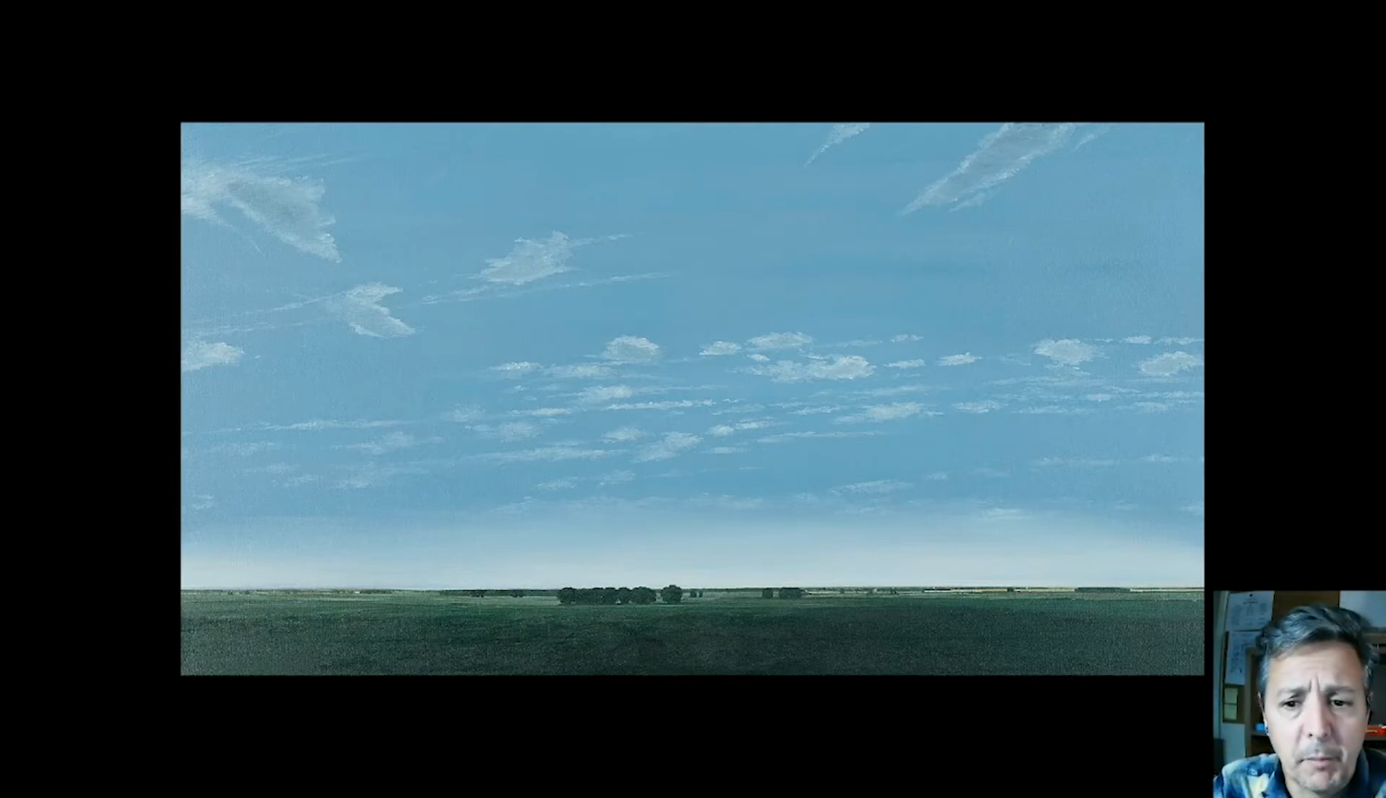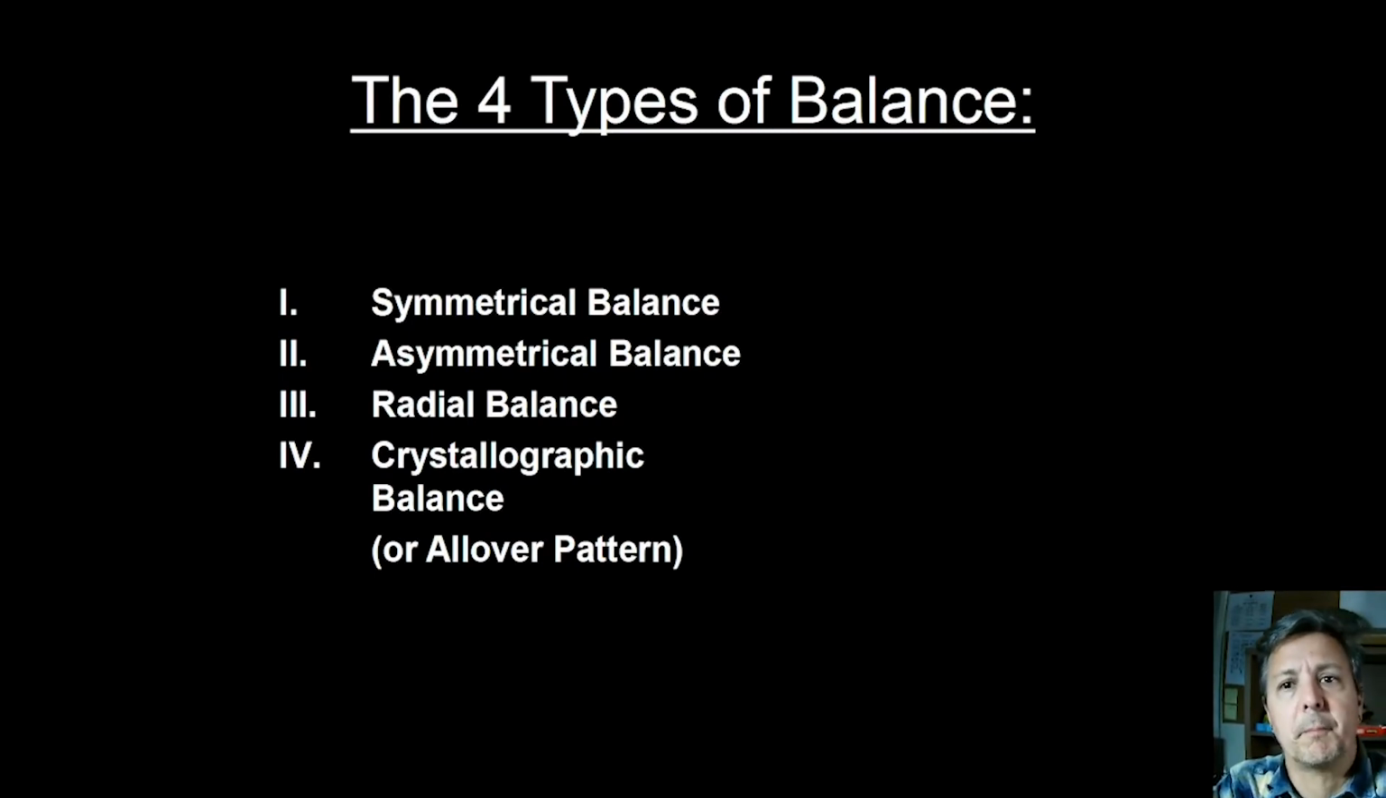Here's a nice example of a painting where the balance is horizontal. We've got the airiness, the weight of the sky, and the weight of the ground. So it's quite balanced. Here are the four types. We have symmetry, like our faces, whatever's on the left is on the right. We have asymmetry, so if I go like this with my face, that could be asymmetrical.